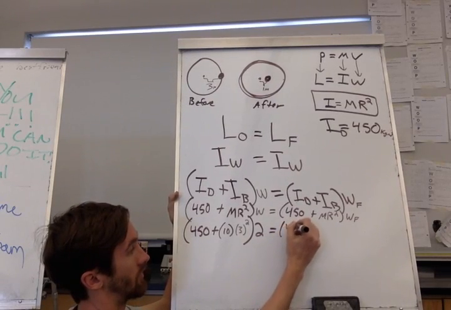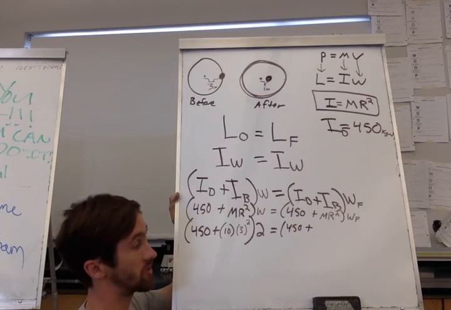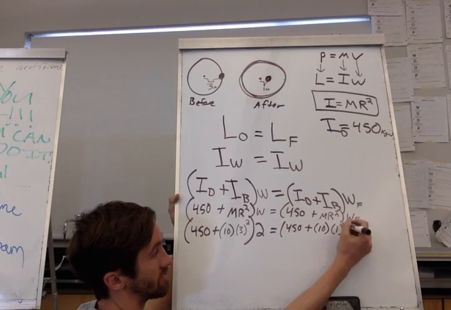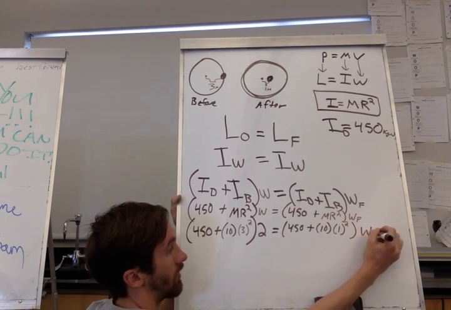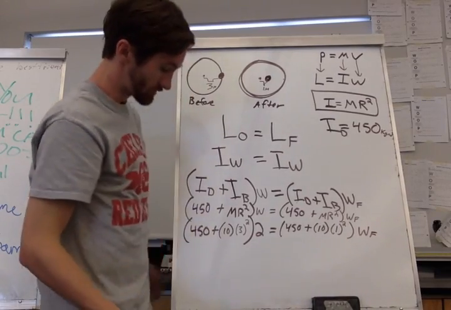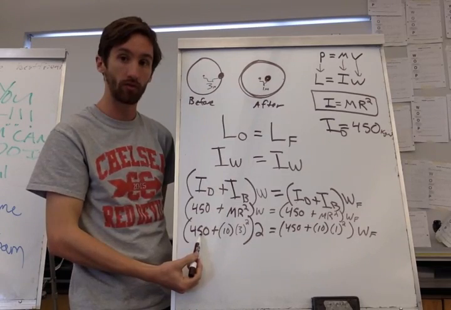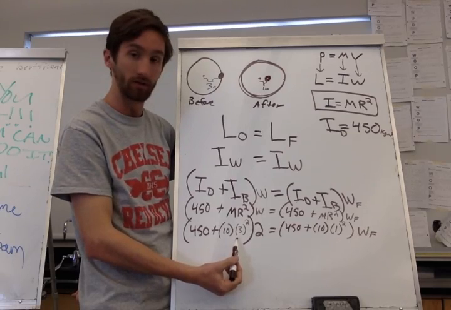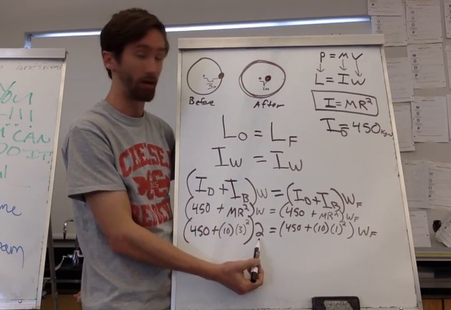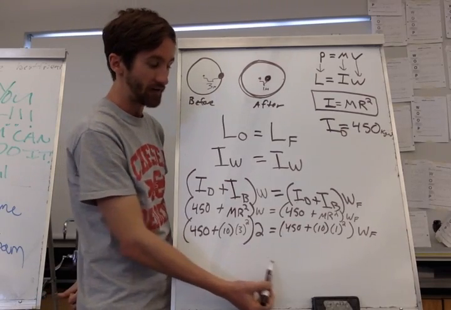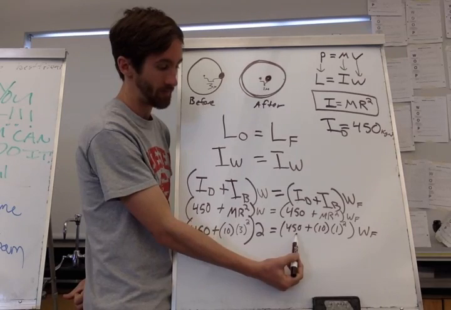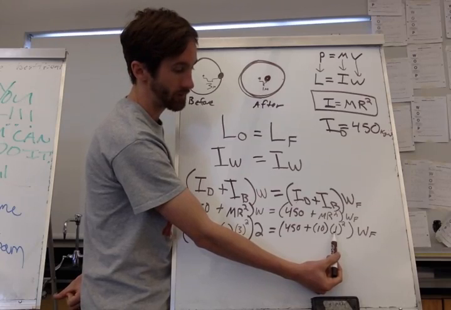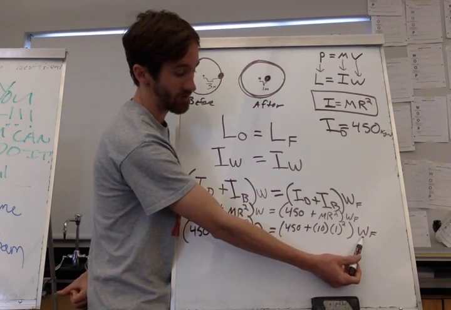Then we're going to take our 450 again, because the disk did not change. The mass of the bug is still 10, but now that radius is 1 squared. And all of that is multiplied by the final. So we have the inertia of the disk before the bug moved, plus the inertia of the bug before the bug moved, multiplied by how fast that bug and disk were rotating. Then afterwards, we have the inertia of the disk again, plus the bug, now that the bug has moved closer and is only 1 meter away, all multiplied by how fast it is rotating after.